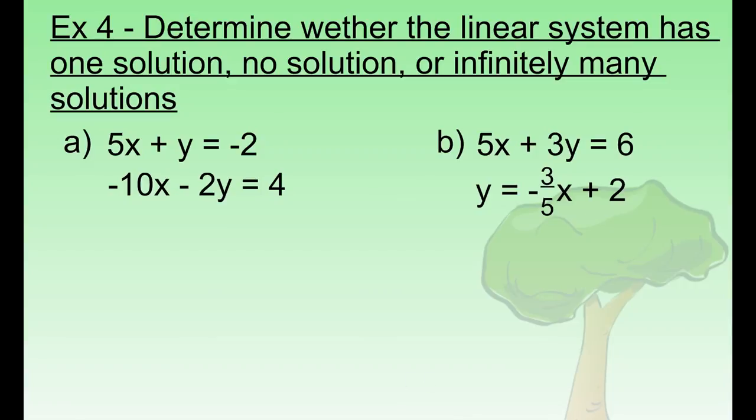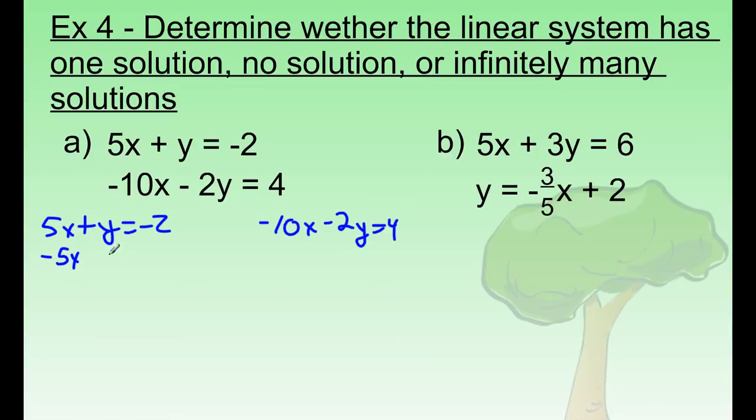So basically what we're going to do is take both equations and make them look the same. I personally like writing in slope-intercept form. I think that's the easiest form. So I'll put the 5x plus y equals negative 2 here, and the negative 10x minus 2y equals 4 there. I'm going to solve both of them for y to make it into slope-intercept form, and I'll be able to tell if they're exactly the same.